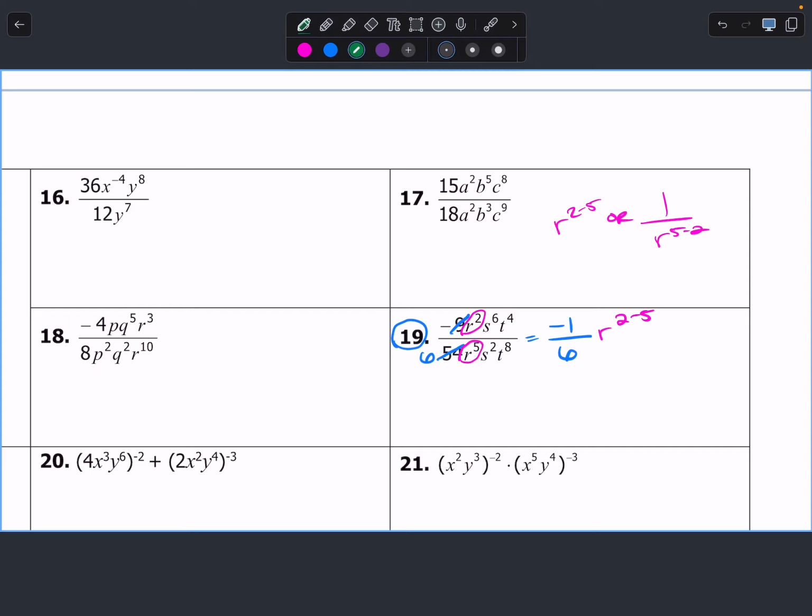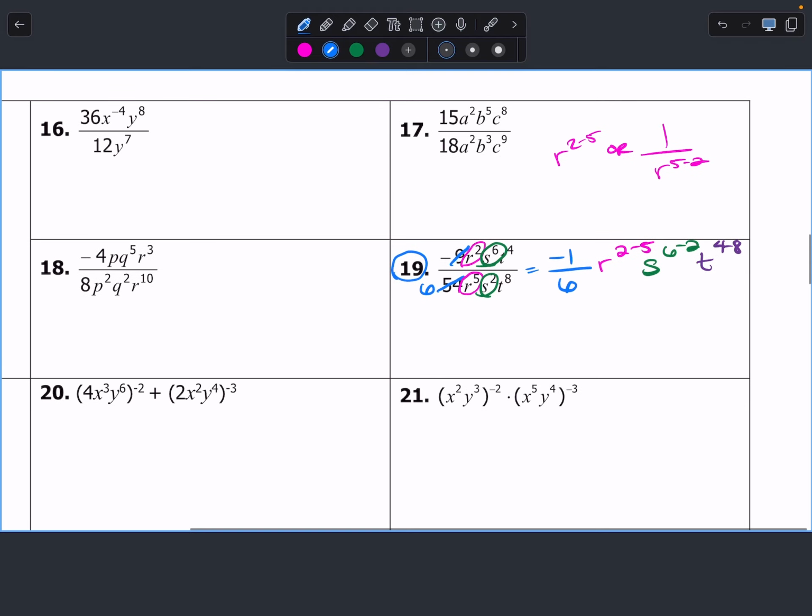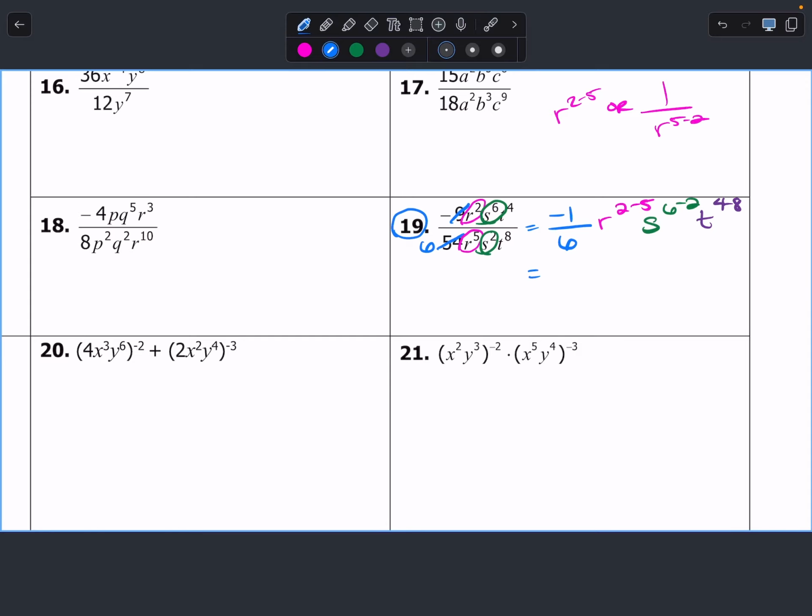Which way do you want to go with the... Same thing, okay. And then you want to do T to the 4 minus 8. Read it. Okay, there wasn't anything. So -1 over 6, R to the -3rd, S to the 4th, T to the -4th.